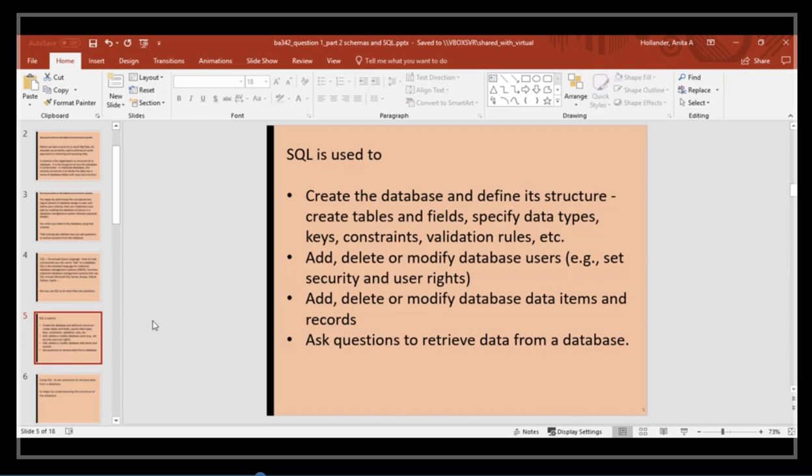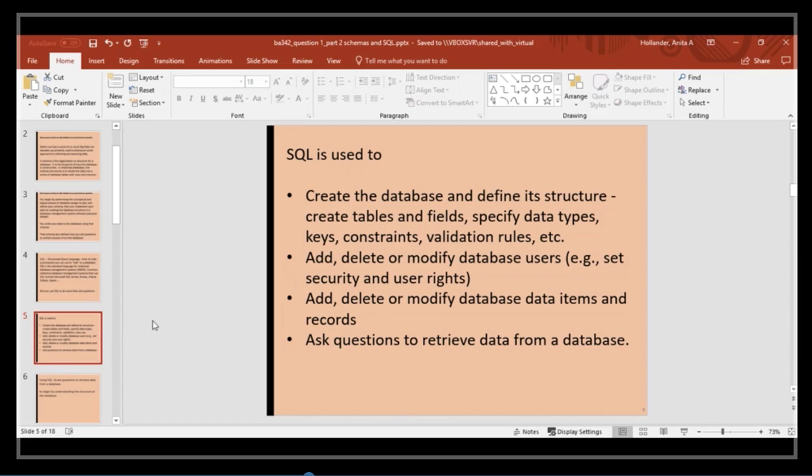So a designer uses SQL commands to specify how many tables and what the table names are, what the fields in each table are, and what the data types of each field are, whether the person will be inputting just text or numbers or dates or video. You use SQL to set up the keys, the constraints, the validation rules. You also use SQL to set up users and security on your database and determine who's going to have access to database tables, which tables, whether they can read them only, whether they can add new records, etc.